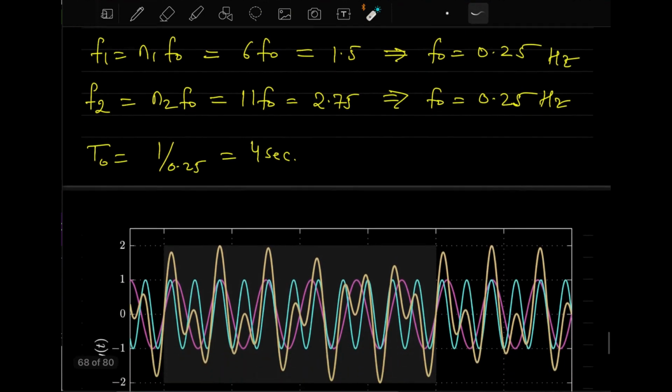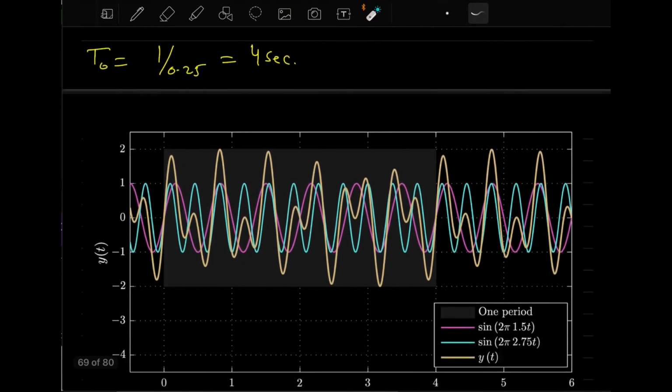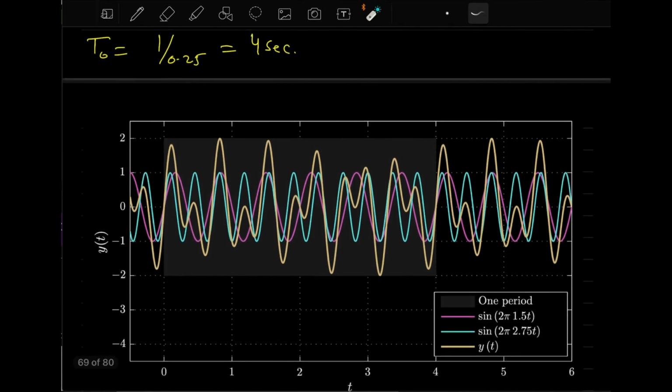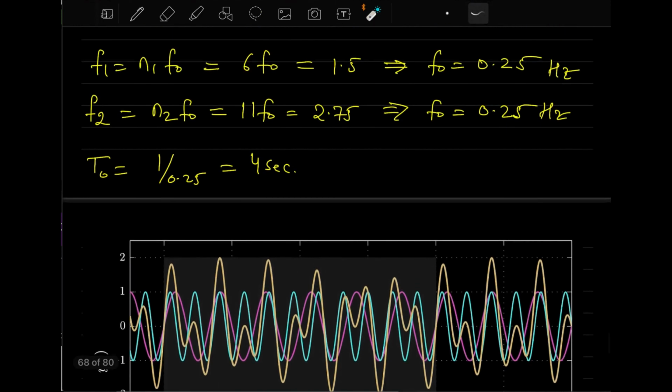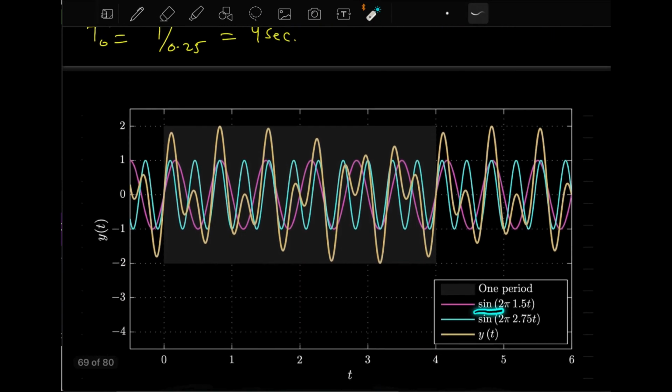So you can see this in the figure also, as it becomes very complex, but you can see that the time period is 4 seconds. So this time period here is 4 seconds, and now you can closely look at the individual signals, and then you can understand that each of these signals are actually finishing off with 6 and 11 cycles. So this one is finishing off with 6 cycles, this one is finishing off with 11 cycles. So you can check yourself that that is indeed true.